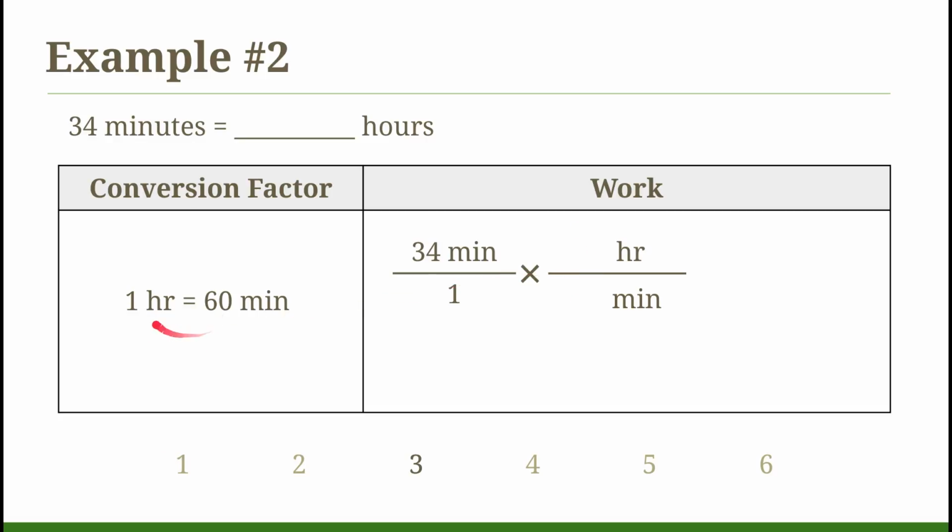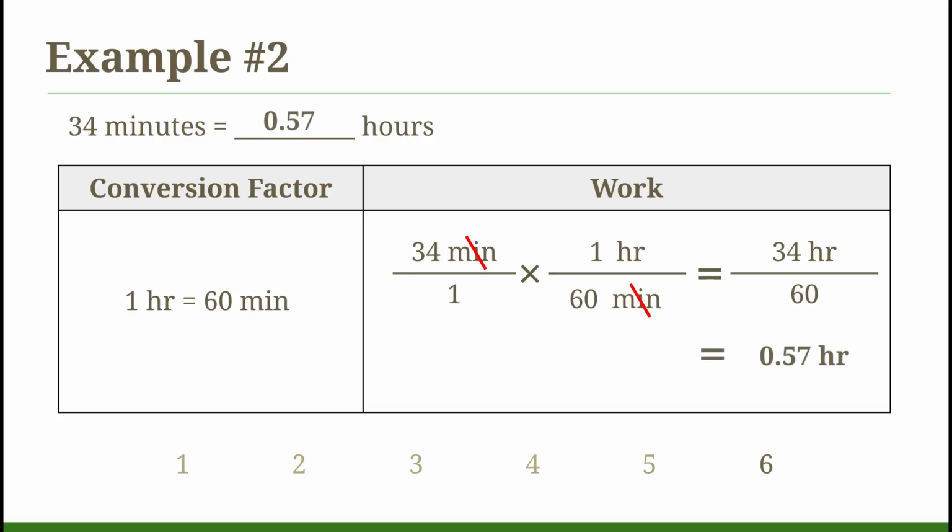So notice that we're not just putting 1 over 60 or 60 over 1 because the orientation of these two numbers in our conversion factor is determined by which units are on the bottom and which units are on the top. And so we have to match whatever our given units are to the denominator of our conversion factor. Then once it's positioned, we can put the number values that go from the conversion factor next to each unit. So 1 goes with hours and 60 goes with minutes. We can then cancel our units, multiply across the top, which gives us 34, and multiply across the bottom, which gives us 60. And then when we divide 34 by 60, our answer is 0.57 hours.